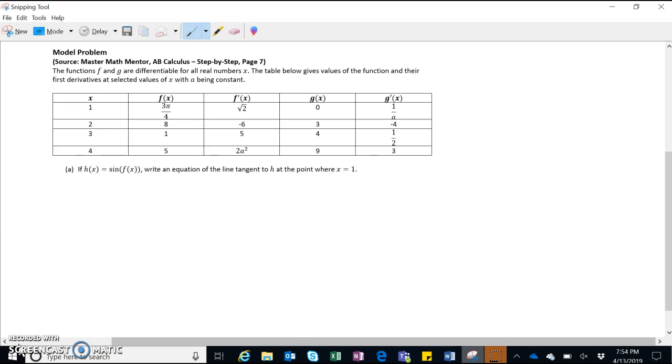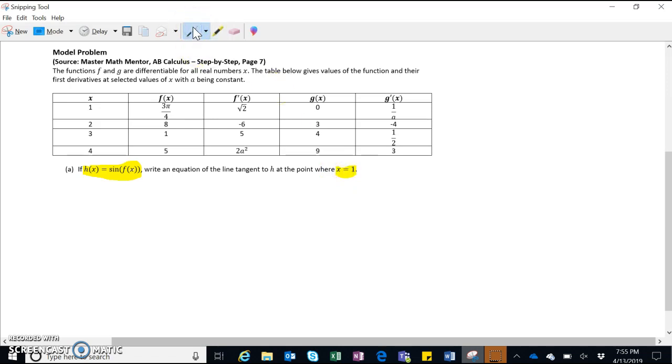So here we go. Part A of this model problem defines for us h of x equal to sine of f of x, and we're asked to write the equation of a tangent line to h at the point where x equals 1. So we have this function that's given to us, the equation of a tangent line, and an x-coordinate of x equals 1.